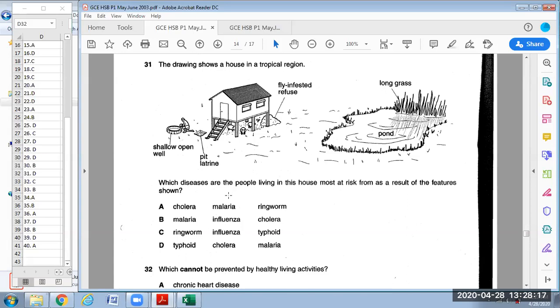What causes the cholera? Well, the same thing will be for cholera too. What causes the malaria now? The fly infested. Flies cause malaria? I mean, no, it's the pond. Very good. The pond is stagnant water, so that is a breeding ground for mosquito. And the long grass too. What mosquito does cause malaria? The Anopheles. Very good.